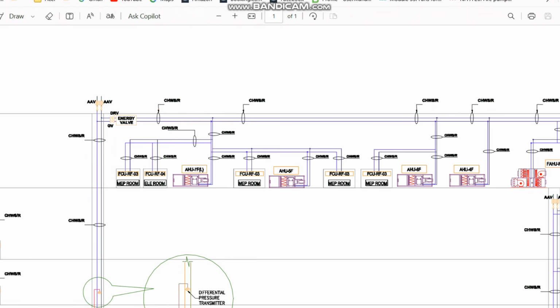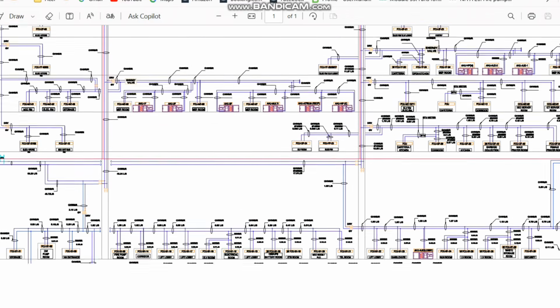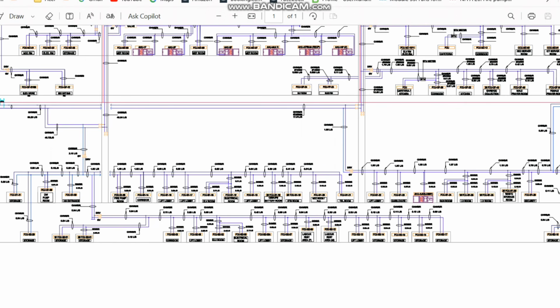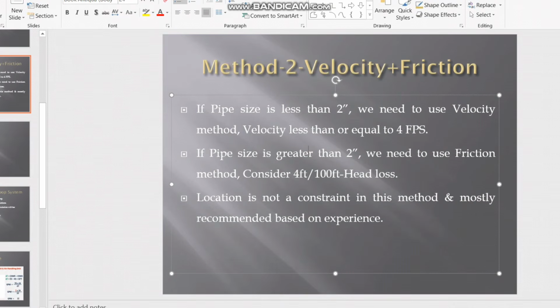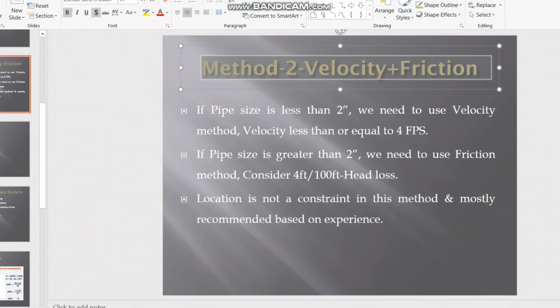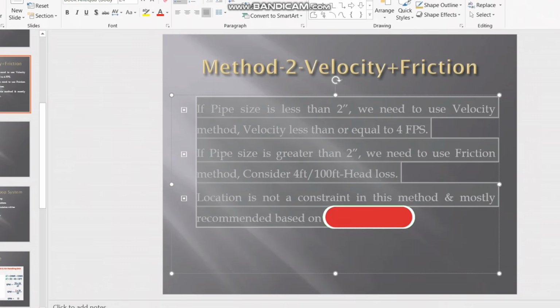Now it will go like this, header one by one by adding the flow. Finally you can go to the ETS room. You can get the pipe size for the ETS room also by adding all the combined flow one by one. So this is the way to size the pipes for the complete project, whether it is a low rise, medium rise, or high rise building. This is the concept we have to follow. I would recommend you to follow this velocity plus friction method as per the ASHRAE application handbook. We can follow this method.